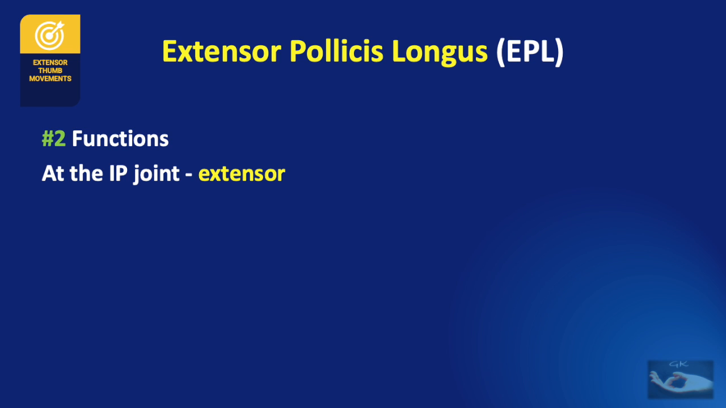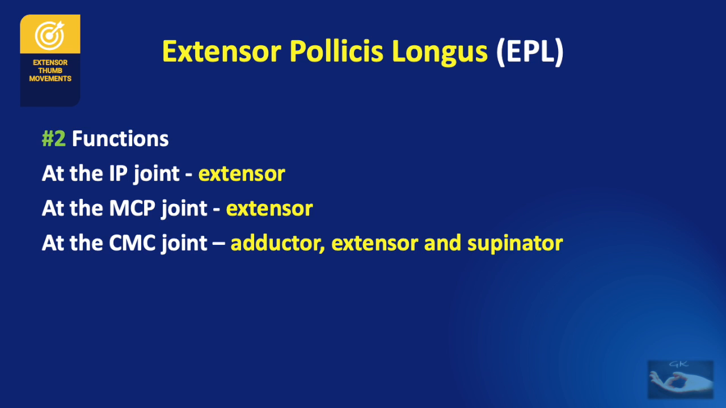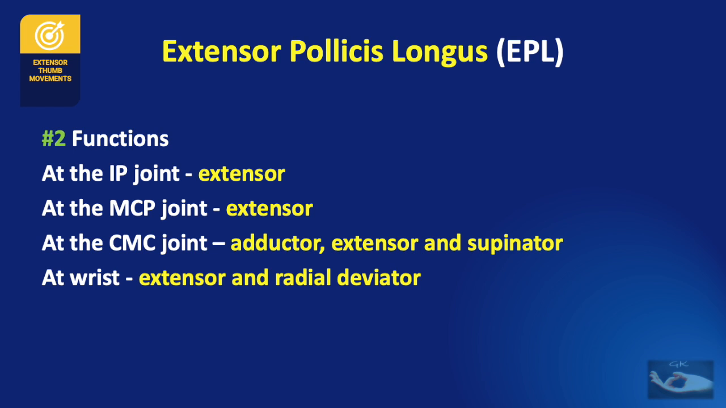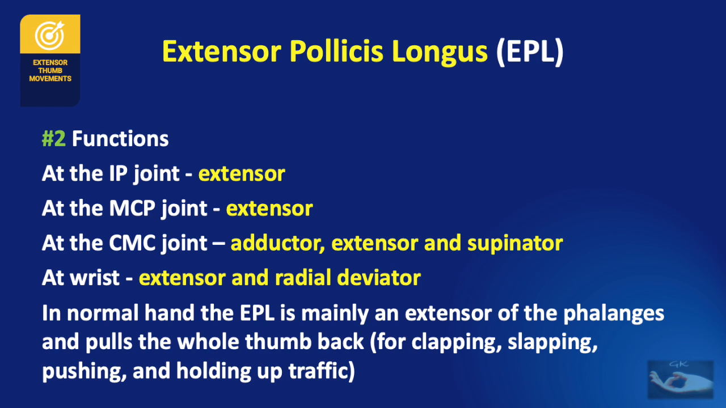At the IP joint, it is an extensor. At the metacarpophalangeal joint of the thumb, it is again an extensor. At the carpometacarpal joint of the thumb, it is an adductor, extensor and supinator, and at the wrist, it is an extensor and radial deviator. In the normal hand, the EPL is mainly an extensor of the phalanges and pulls the whole thumb back, for instance for clapping, slapping, pushing or holding up traffic.